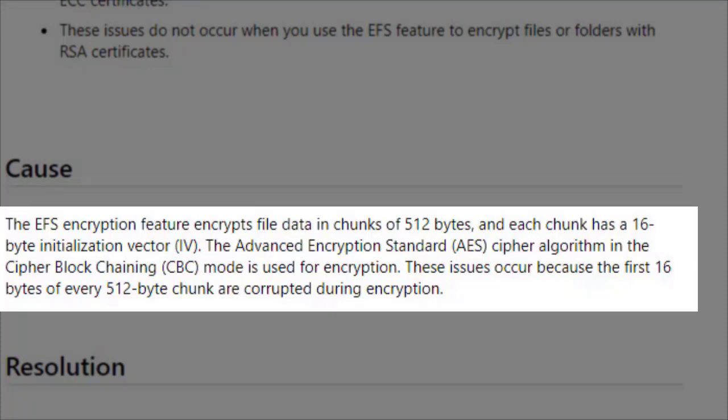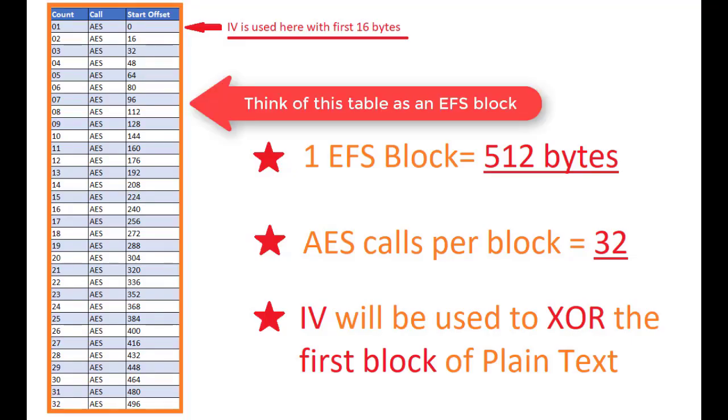So the first one is that EFS encryption encrypts file data in chunks of 512 bytes. Each chunk has a 16-byte initialization vector, and AES is used in CBC mode for encryption. So what this means is one block in EFS will be 512 bytes. So to encrypt this EFS block, the AES algorithm will have to be called 32 times, because at a time the AES can only encrypt 16 bytes of data.